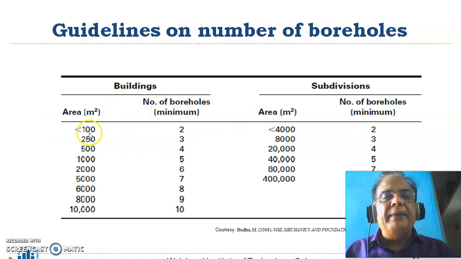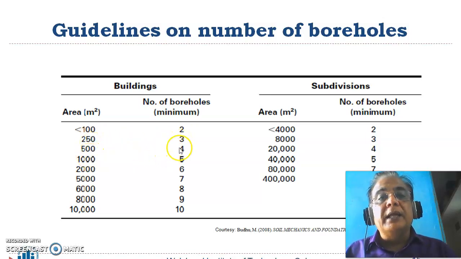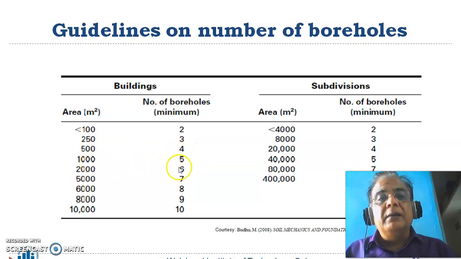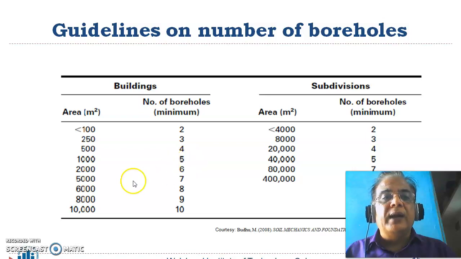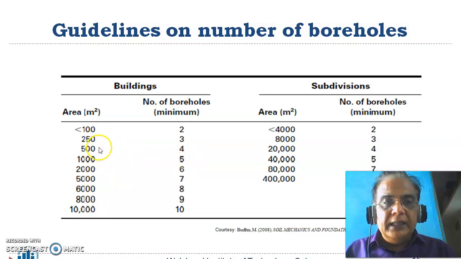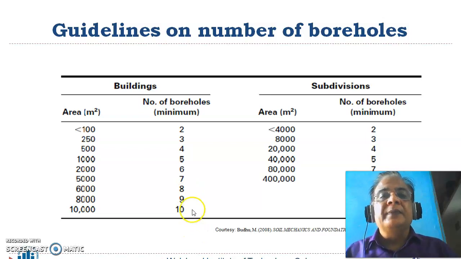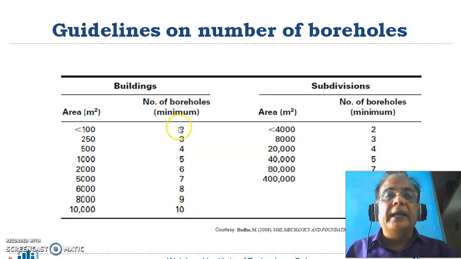So for buildings having area less than 100 square meter, minimum 2 boreholes must be taken. For 250 square meter, minimum 3 boreholes. For 500 square meter, minimum 4. And for less than 1000 square meter, minimum 5 boreholes are required. So in this fashion, the number of boreholes are specified and must be taken according to this particular guideline.